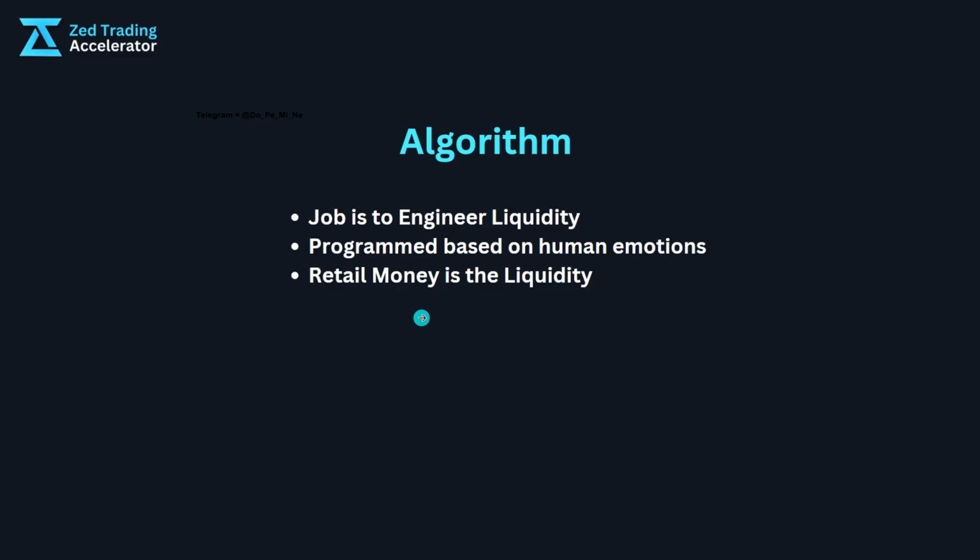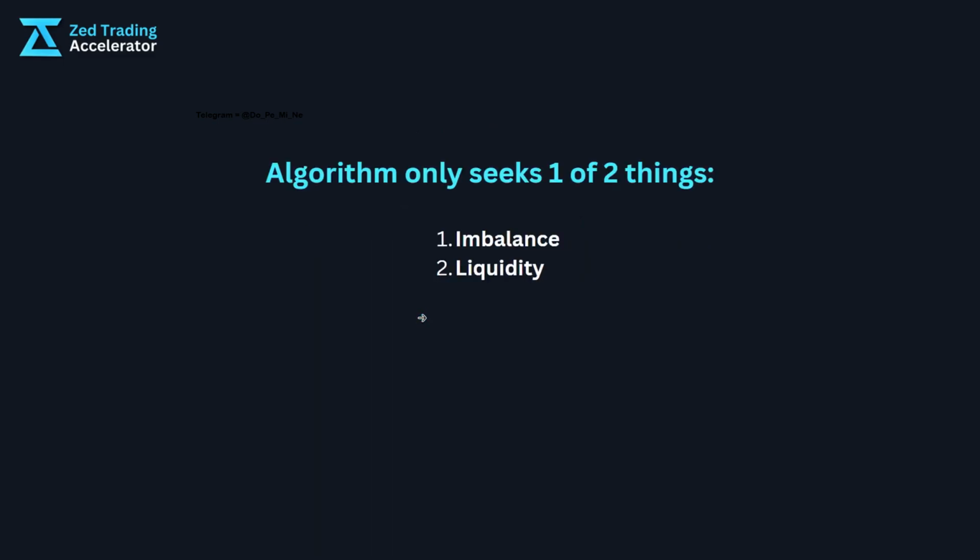The markets are based on us. They are for us. So this is what the algorithm only does. The algorithm only seeks one of two things: imbalance and liquidity. There's nothing more. Number one is imbalance and number two is liquidity. This is what the market always does. It looks to balance price action, and it is always looking for liquidity.